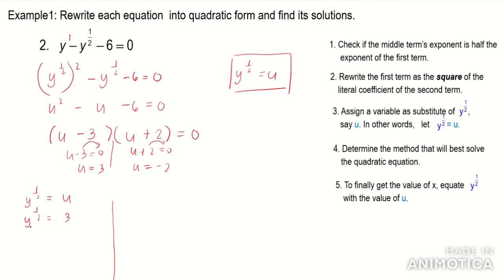Okay? To get y, we are going to raise it to the reciprocal of 1 half, which is 2. So, raise 3 also to 2. So, y have 1 half times 2 is equal to 1. So, we have y now here. Then, what is 3 squared? 3 squared is equal to 9.